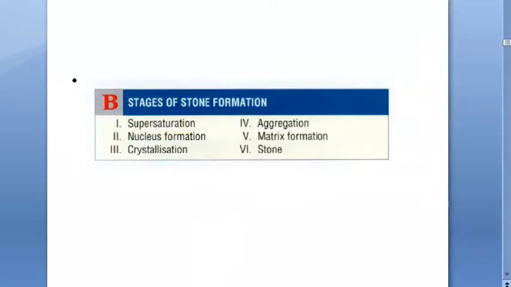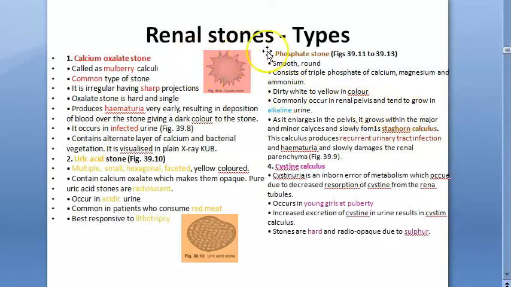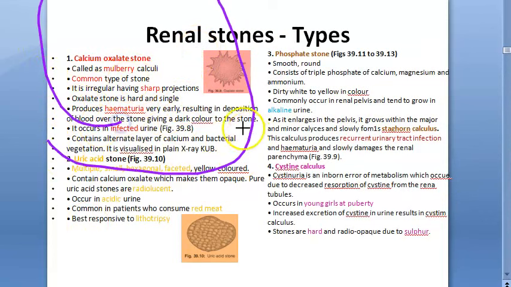We saw the stages of stone formation like supersaturation, nucleus formation, crystallization, aggregation, matrix formation of stone. Just the names we looked at. Then we looked at the types of renal stones. We saw 4 types. We saw the calcium oxalate stone, also called the mulberry stone, which is a common type of stone. It has sharp projections. It can produce hematuria. It occurs in infected urine, right? And it will be radio opaque. You can actually see it in the KUB X-ray.